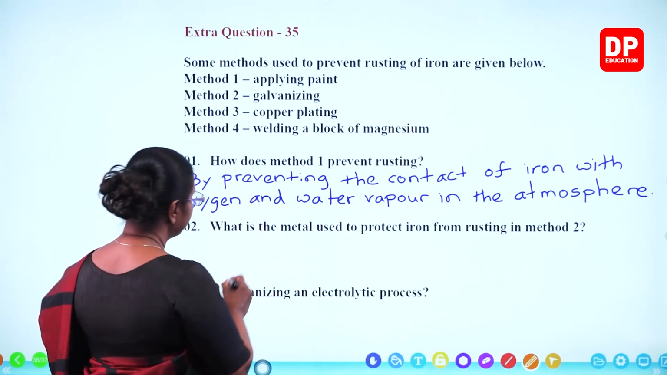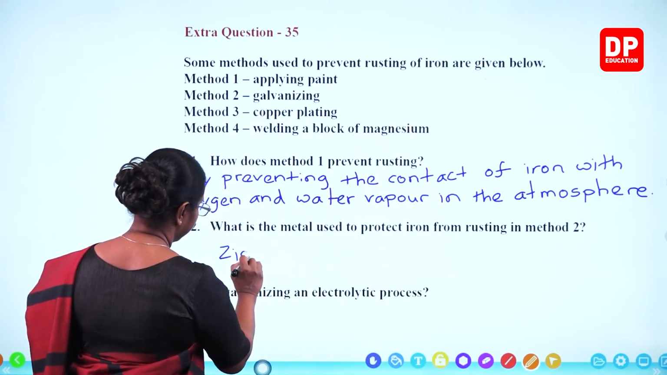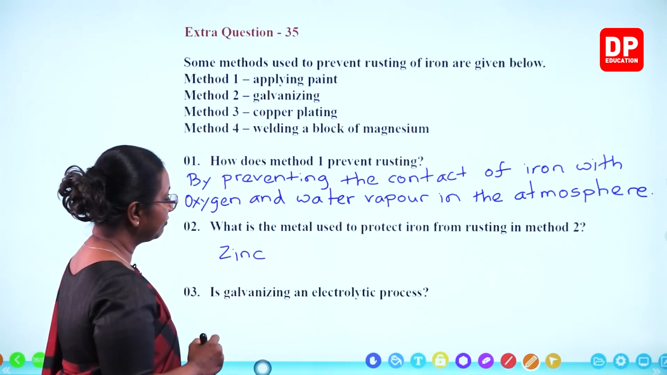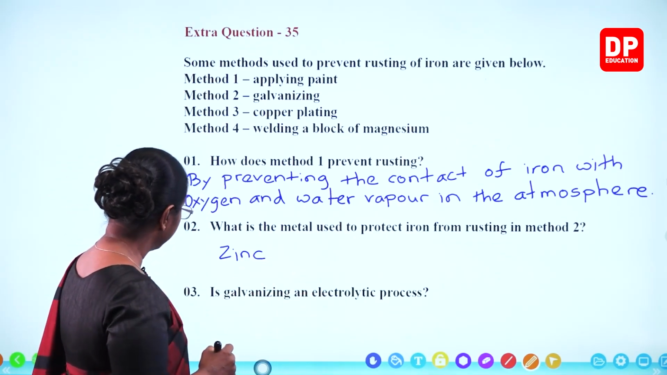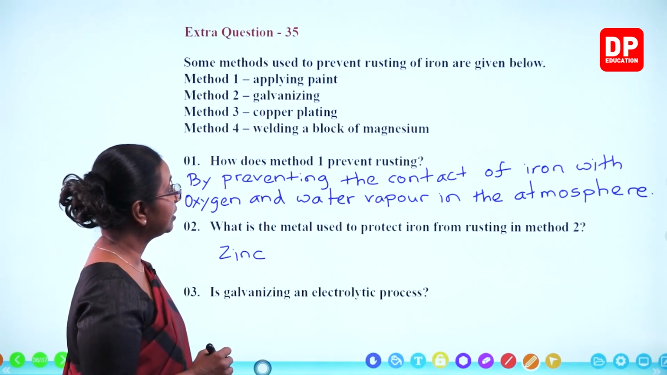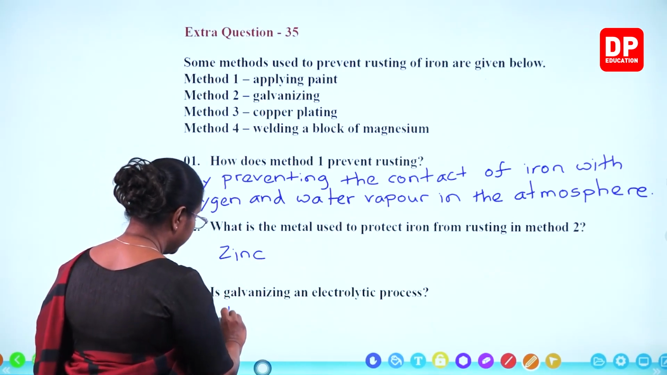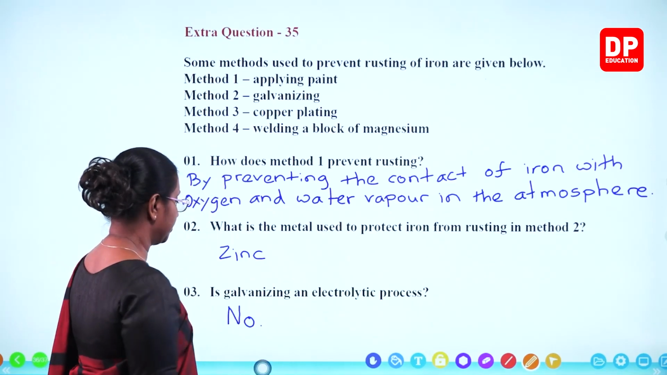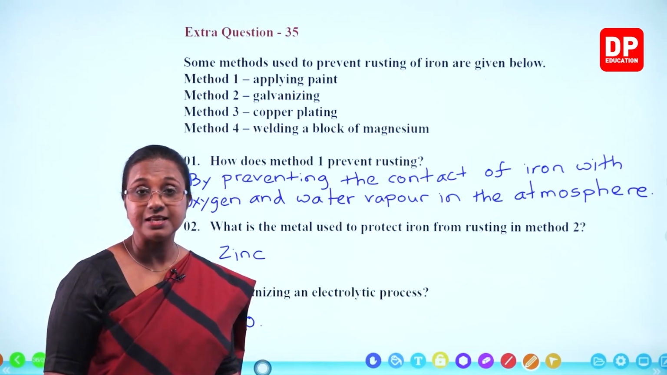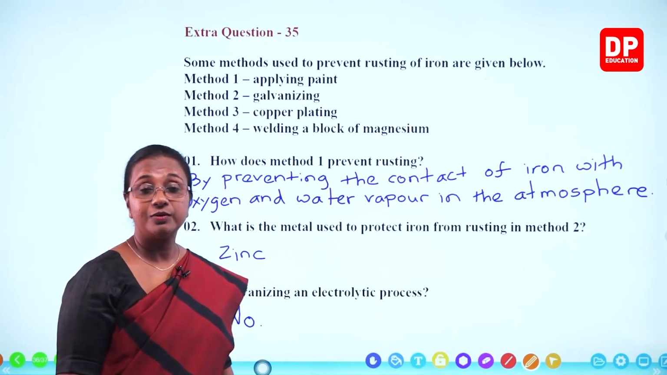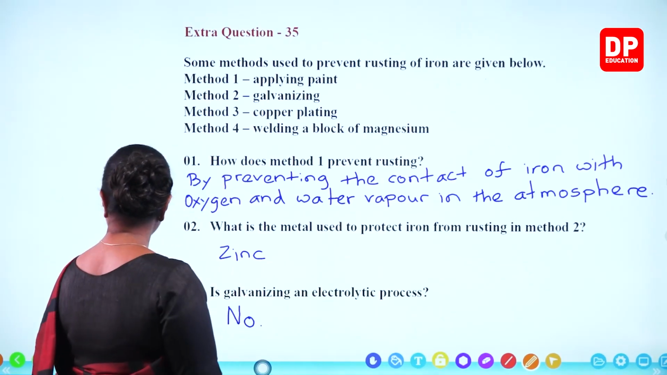So, what is the metal used? It is zinc. You can either write in words or use the symbol. Is galvanizing an electrolytic process? I just said it. No. It is not an electrolytic process. So, if we write no, that is fine. I will continue the question in the next slide also.